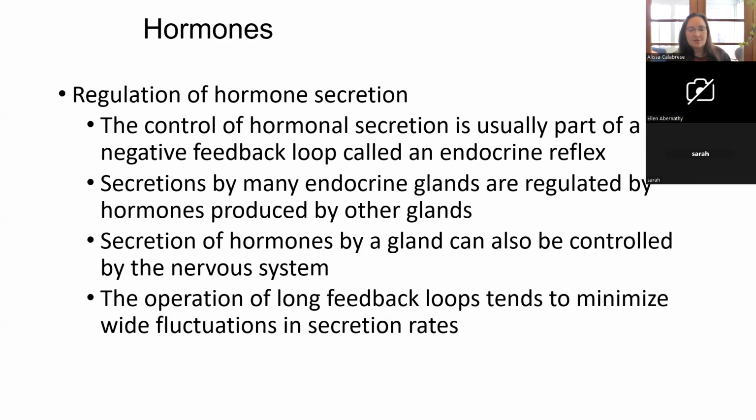So regulation of hormone secretion is going to come mainly from the brain, right? We talked about how the brain and the endocrine system are really tightly linked because of the hypothalamus in the brain being directly connected to the pituitary gland, and the pituitary gland being sort of like the master gland of all of your endocrine glands.